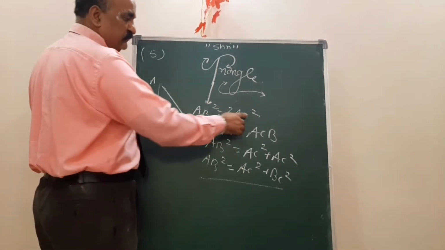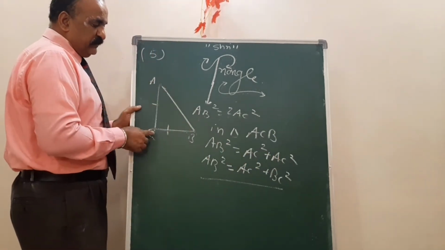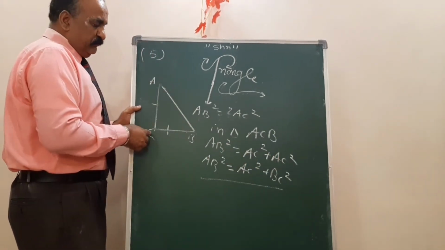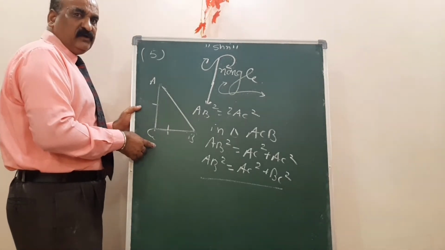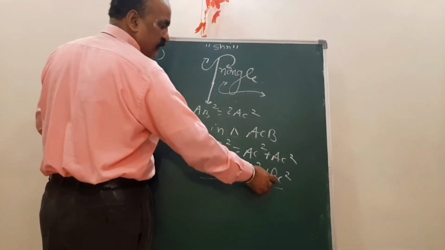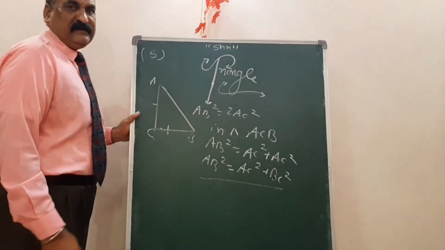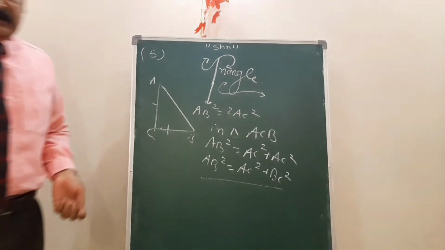Because AB square equal to 2AC square given to you, and 2AC square can be written as AC square plus AC square, and in place of AC you can write here BC because this is an isosceles triangle given to you. It means two sides are equal. So AB square equal to AC square plus BC square. This is a right angle triangle. Now question number 6.